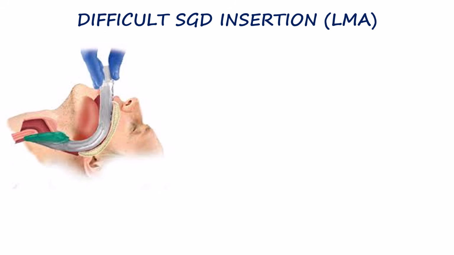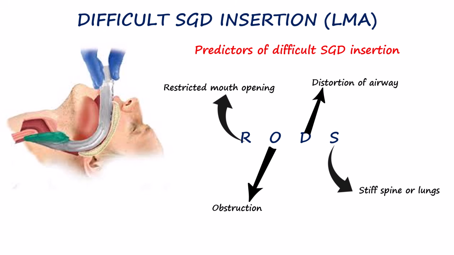The RODS mnemonic helps predict difficult supraglottic device insertion. Restricted mouth opening can make placement challenging, while obstruction from swelling or masses may interfere with device function. Distorted anatomy can make correct positioning difficult, and stiff lungs may cause high airway pressures in patients with chronic pulmonary disease or obesity. A stiff spine, such as with a cervical collar, can further limit movement and complicate insertion.